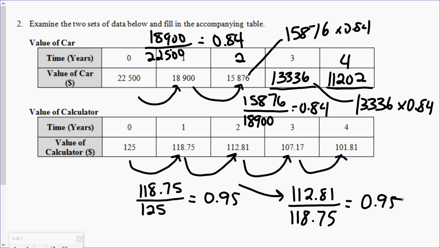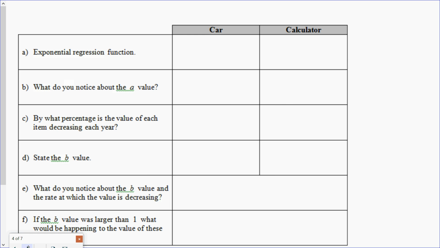Hopefully you're punching those in your calculator and confirming that I'm not doing any sort of crazy math today. What that's saying is 0.95 of the value remains from 1 year to the next. So 95% if you wanted to talk percentage-wise. So 95% remains, meaning it's losing 5% of its value from 1 year to the next.